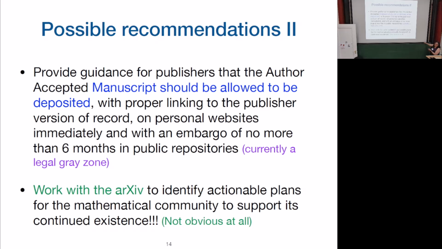Okay, we would like to have some kind of best practice guidance for publishers so that manuscripts should be allowed to be deposited on arXiv and so on, and not in a gray zone way. It's not allowed, but they're not going to complain, but you're actually allowed to do it, right? And have it on personal websites immediately. And right, so this would be the compromise of an embargo of 6 months for public repositories, immediately would be better, of course, right? But this problem has not been solved in the past decades.